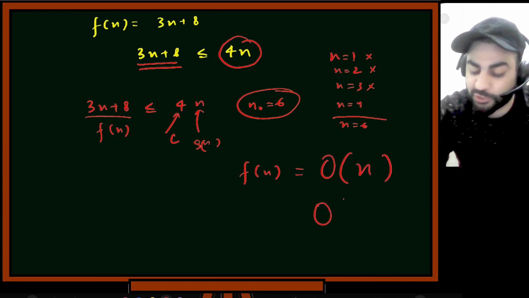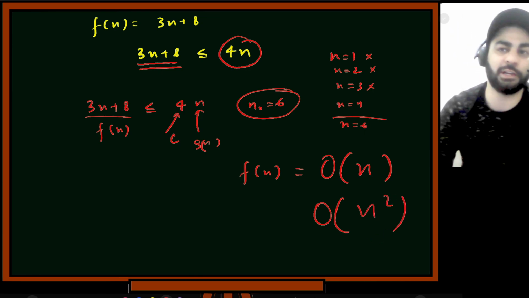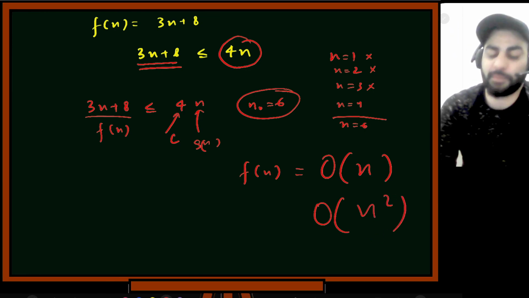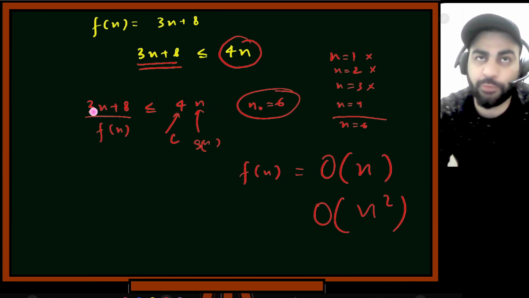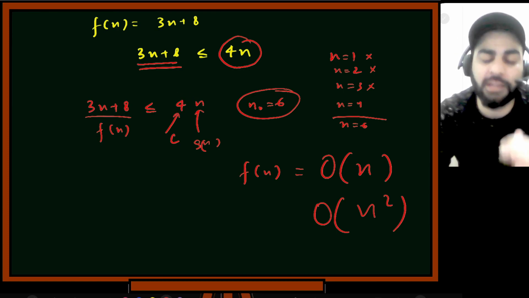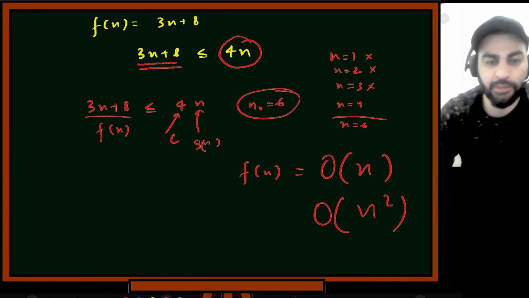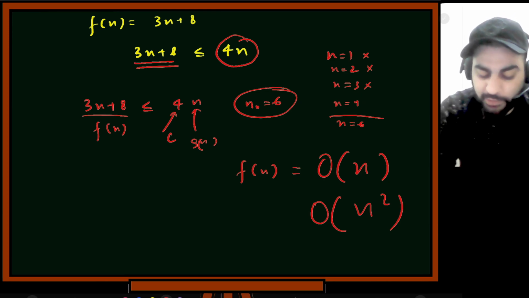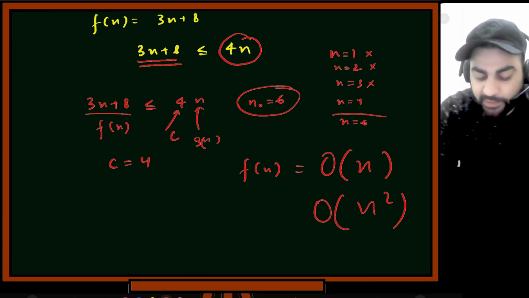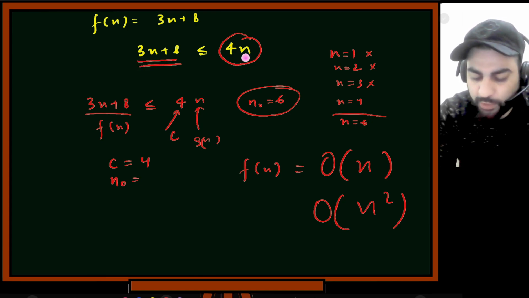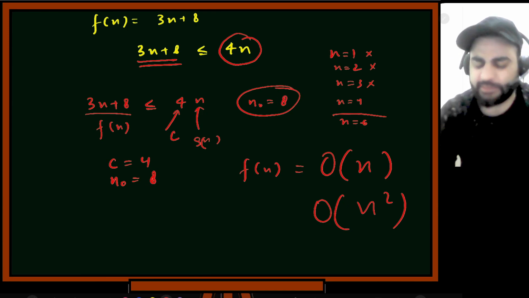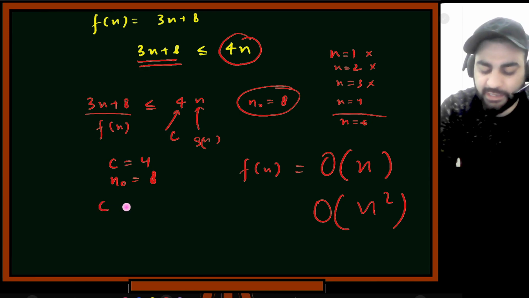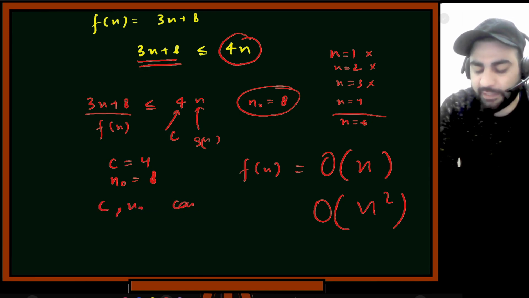You can say order of n square also. Why? Because n square obviously will bound it. But we give the tighter bound. This is the tighter upper bound. You cannot give only 3n. Why? Because it won't be always equal to this. That's why we give just one greater than that, that's 4n. Is this clear? So in this example, c is equal to 4, and n naught, I think at 6 is 18, 24. I think it's better to take 8. The c and n naught can take different values.